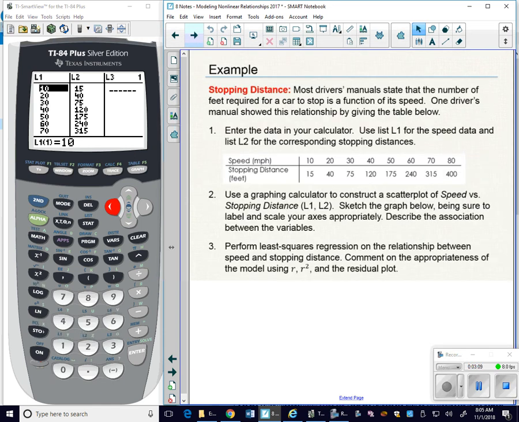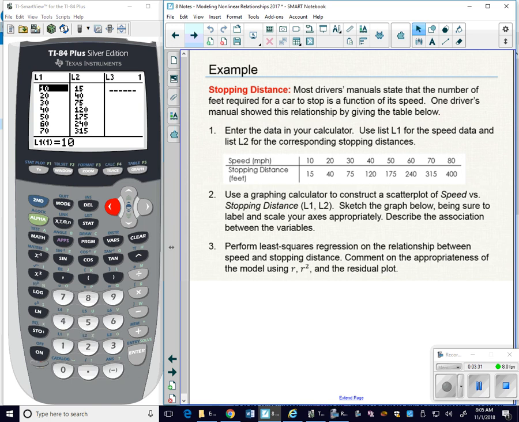So let's take a look at an example. I believe we've looked at this data before, but this is data on stopping distance. Most drivers' manuals state that the number of feet required for a car to stop is a function of its speed. Makes sense, right? The faster you're going, it's going to take a little bit longer for you to stop, so your stopping distance will be a little bit larger. One driver's manual showed this relationship with the table below.